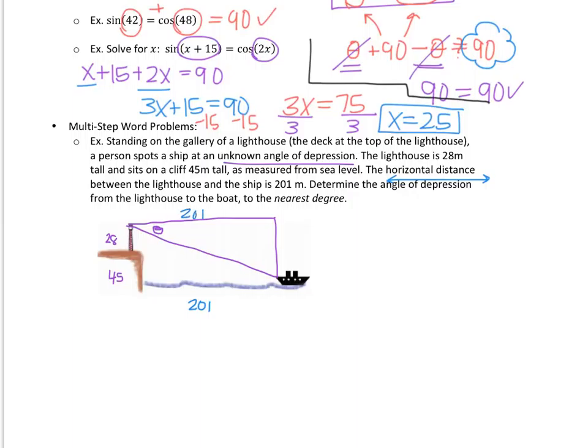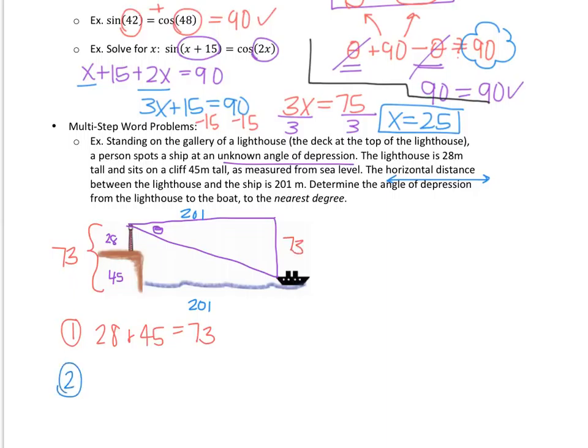Now, if the left side of this over here with the lighthouse and the cliff is made up of 28 and 45, our first step is to add them. 28 plus 45 to give us a total of 73. So then I'm going to label that over here on the left, but again, opposite sides of this rectangle are congruent. So if the left side's 73, so is the right side.